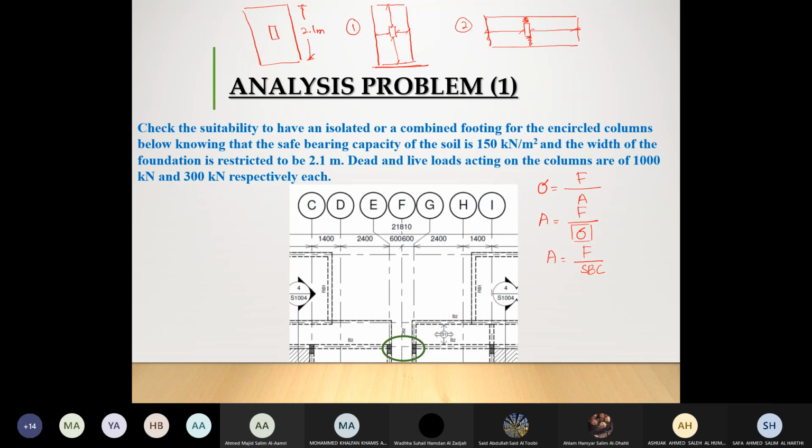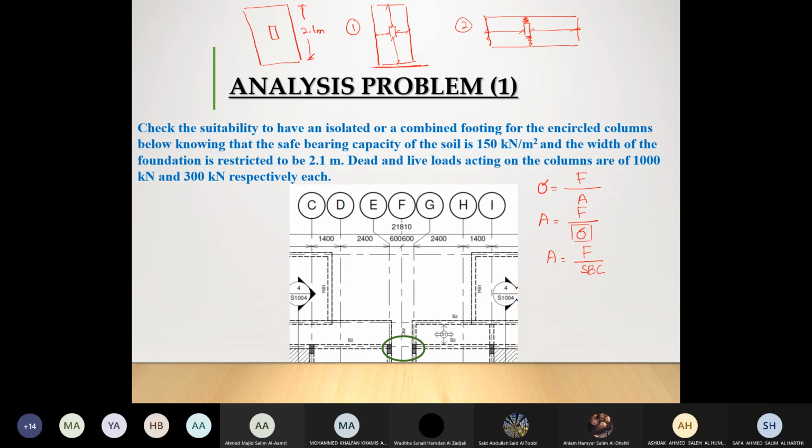Nobody is going to come to you in a real project and tell you that this is an isolated or a combined foundation. When the problems come, you will be having only the distance between one column to another column, and accordingly you need to decide whether it's going to be an isolated or a combined foundation, and then design it accordingly.